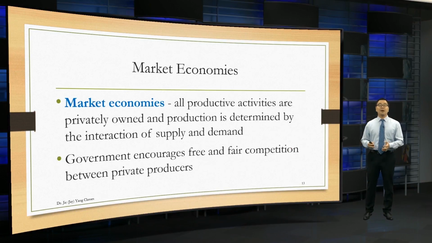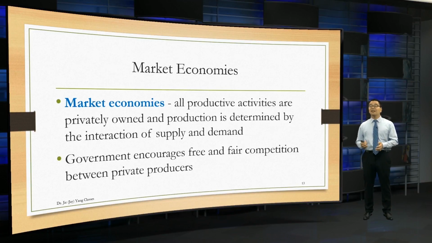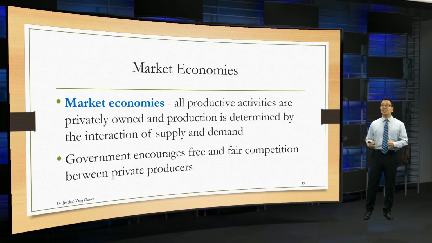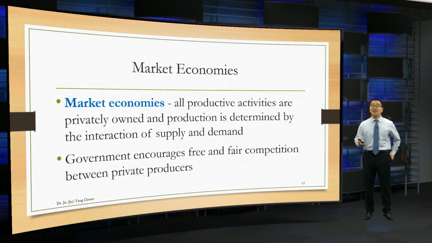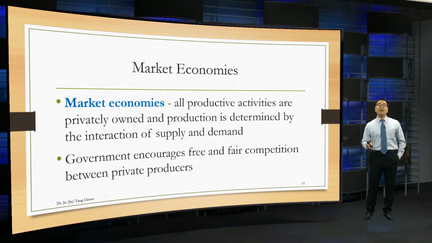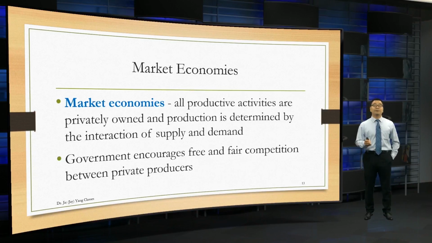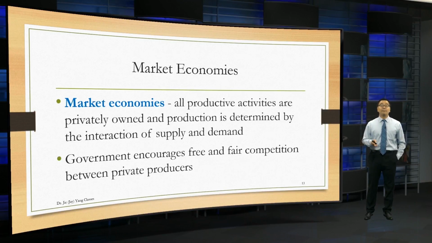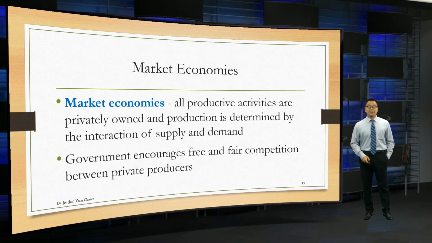The first type of economic system is market economies, which means all productive activities are privately owned and the production is determined by the interaction of supply and demand. Within market economies, government encourages free and fair competition between private producers and plays a minimal role in the marketplace.